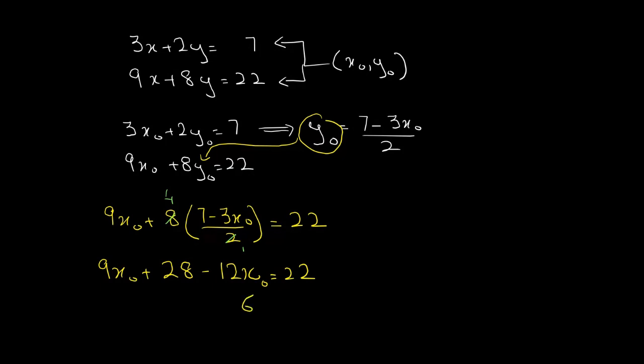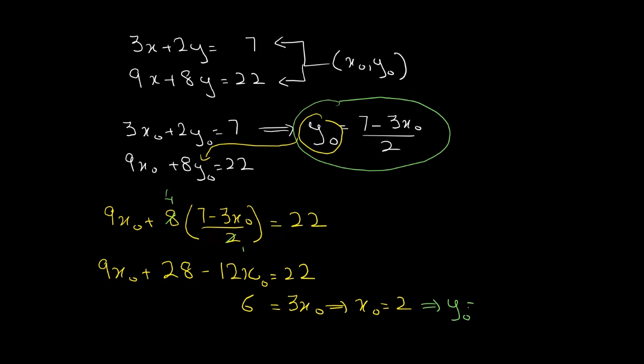So 6 is going to be equal to 3x naught, which implies x naught is equal to 2. And now, since I know x naught is equal to 2, I can use this expression for y naught. So this implies that y naught is equal to (7 minus 3x naught) over 2, but 3x naught is 6. So 7 minus 6, which is 1, so it is just equal to 1 over 2, right? So here's another way that we could solve it, and both ways are equally valid, right?